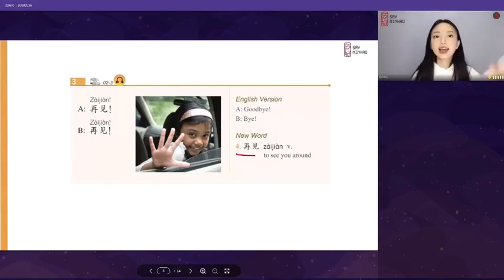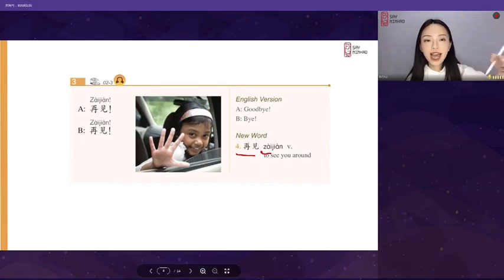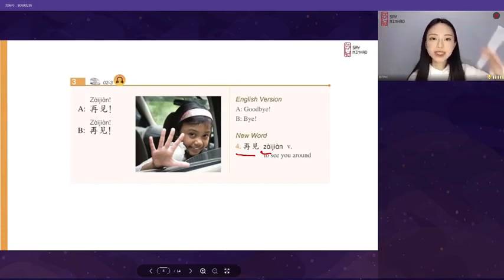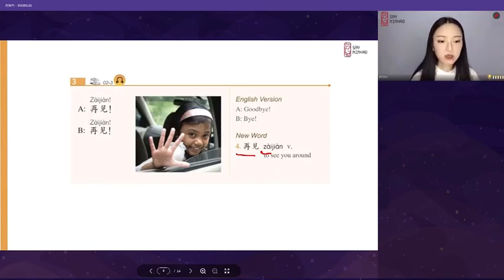So the new word is 再见. The initial is 自, the final is I, the tone is first tone, 再. And next one, 见, the initial 鸡, the final 烟, the tone, first tone, 见, 再见. Read after me, 再见, 再见. Okay, it means to see you around, see you again, which means goodbye, bye-bye. So this is the Chinese way of saying bye-bye, 再见.